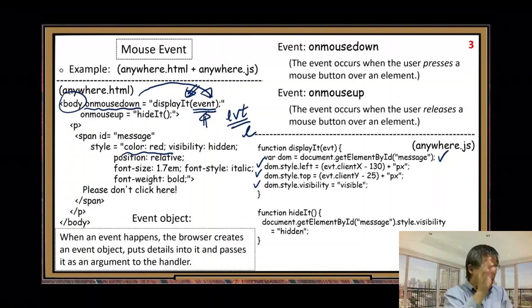The second function, hide it. This time you want to hide that element, so you set the visibility value to hidden. That's it. Location is not important. Whatever location it is, you just set that visibility property to hidden, so it's gone. Next time you click in a different location, you set it visible again and adjust the location of that string to be displayed.